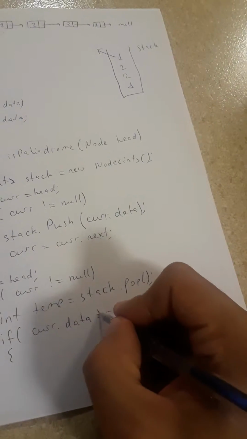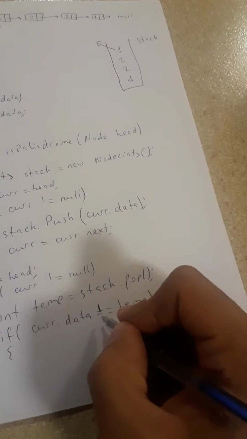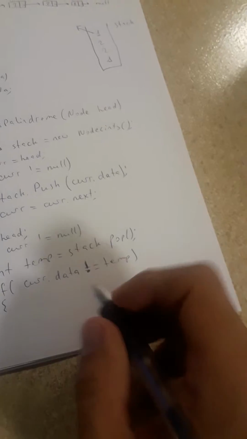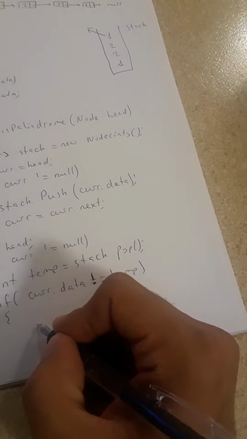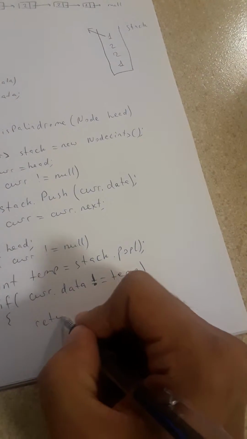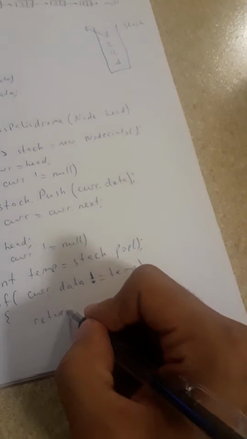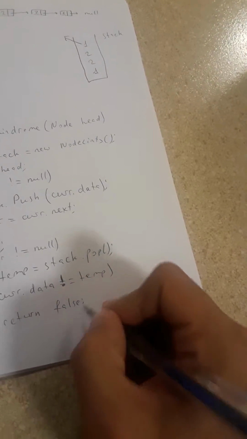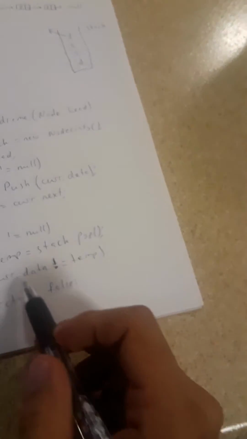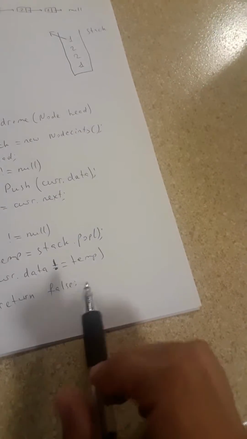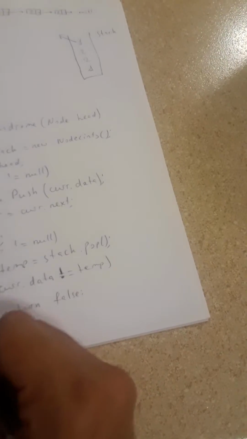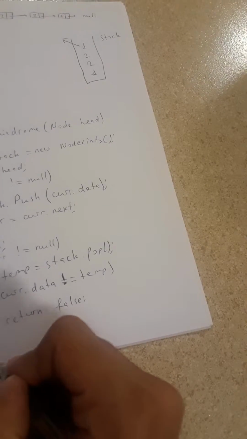So here I will just check not if it's equal, but if it's not equal. In case at some point it is not equal, we'll be sure it just shows us that the linked list is not palindrome, and we can return false. But if we do not find any differences between current data and the temporary variable, at the end we'll just return true.